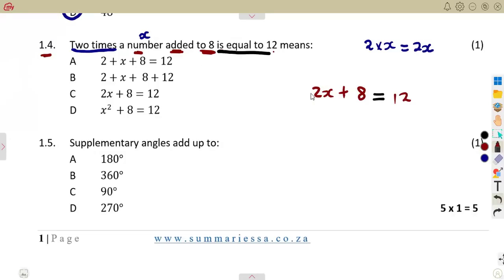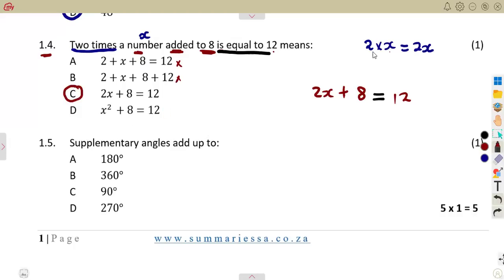So this is what they're saying: if you multiply a number by 2, then you add 8 to that, you must get 12. So which one is properly presented here? Okay, number 1A, this is totally wrong. On C, this is what we want. So our answer is going to be C. D is totally wrong.